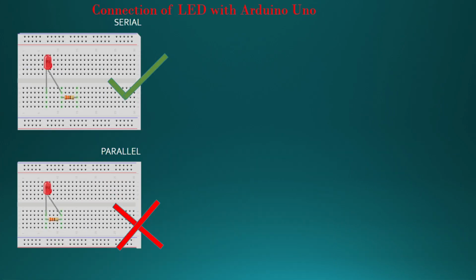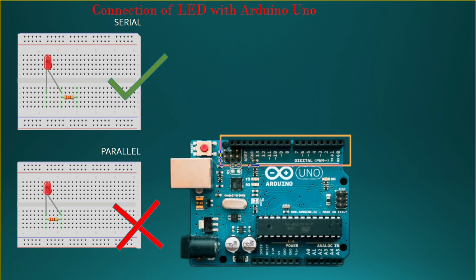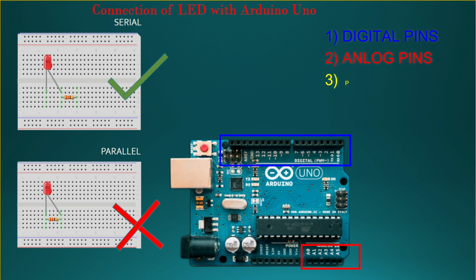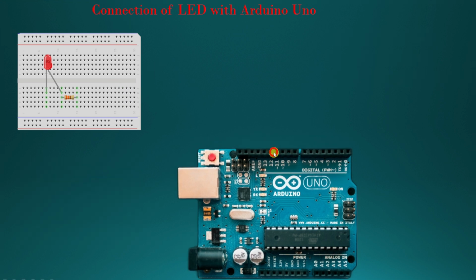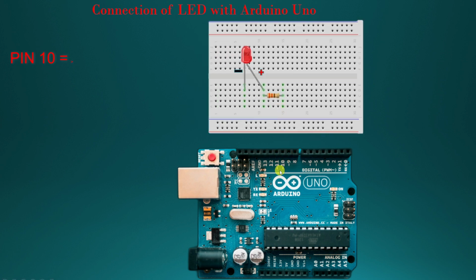To create the circuit diagram for hardware connections, inside the Arduino Uno, this section represents digital pins, whereas these are the analog pins. These are the power section. So we can connect any pin from this digital section to the LED via a resistor. So we will connect pin number 10 to the positive pin of the LED, that is the anode, whereas the cathode is connected to the ground.